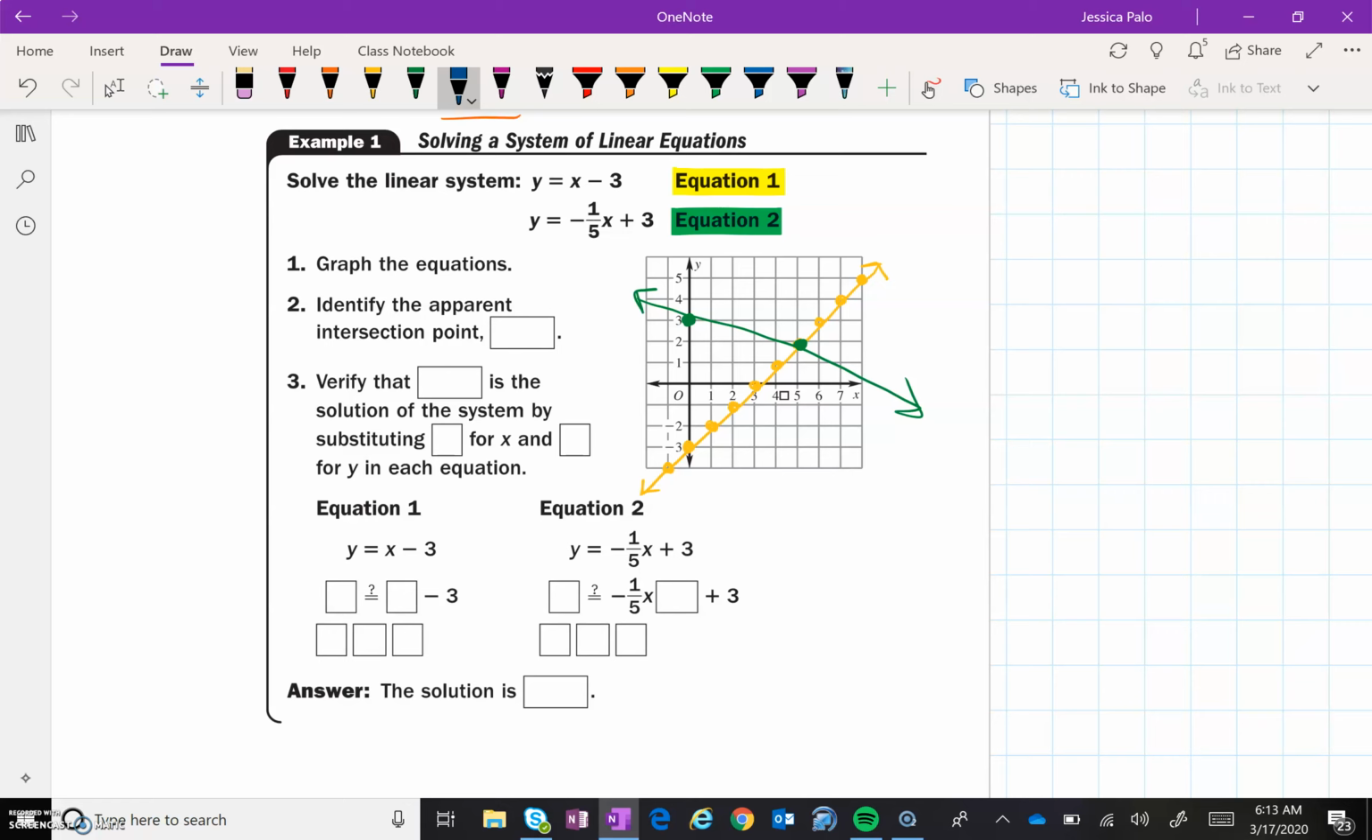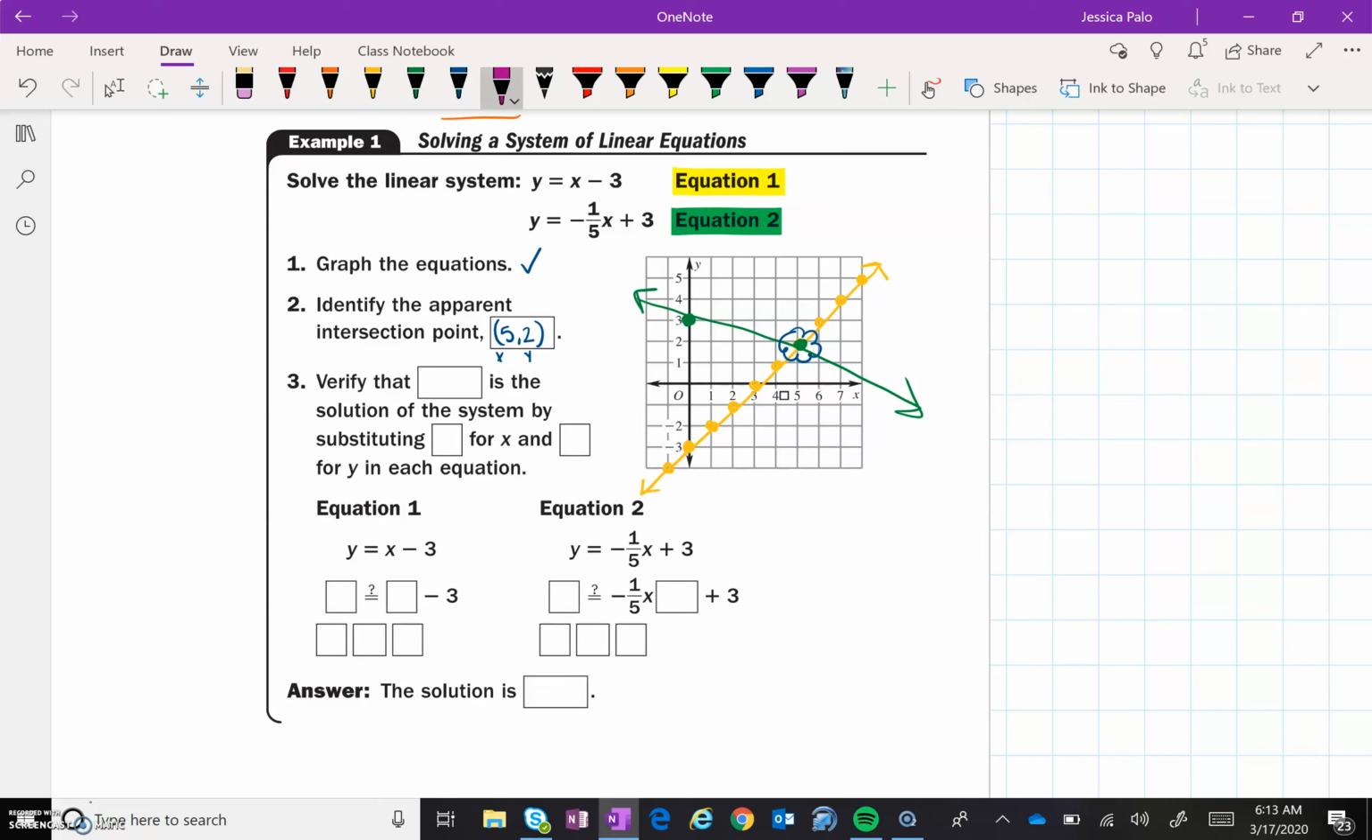So we graphed the equations. The next step would be to identify the intersection point. So where do these two lines intersect? They intersect right here. The coordinate is 5, 2. This is your x value. This is your y value.